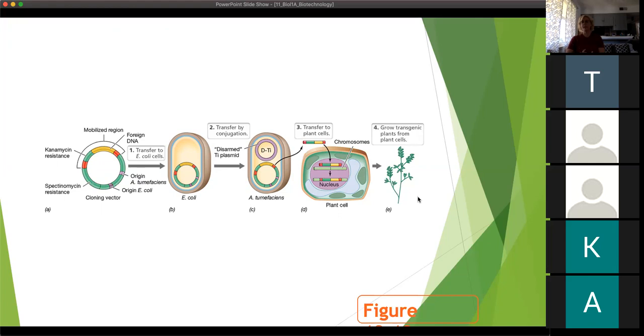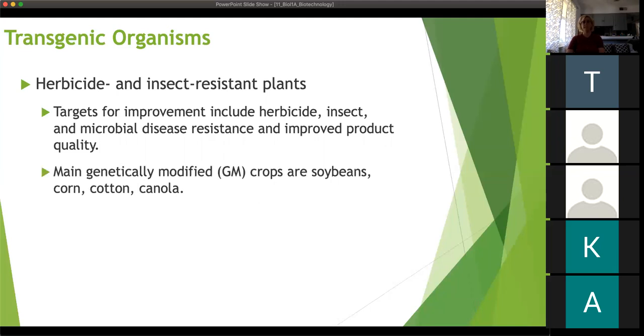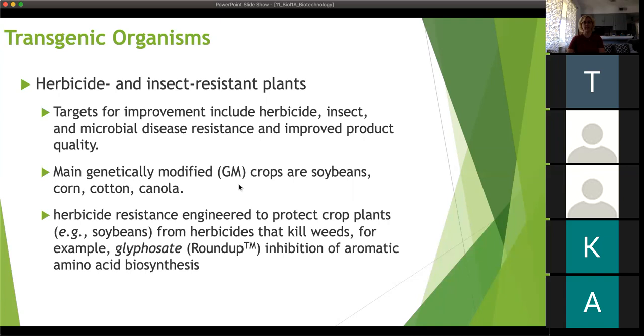So what are some applications of this? One of the first major applications of this is making plants herbicide resistant. Herbicides are things like Roundup, weed killers. The main genetically modified crops in the US, again, are soybeans, corn, cotton, and canola. So almost everything, like 90%, is genetically modified. Herbicide resistance was engineered to protect crop plants from weed killers.